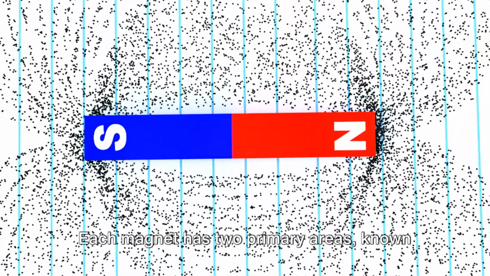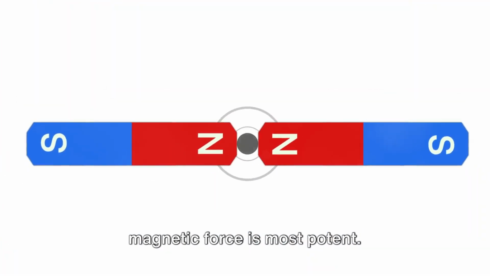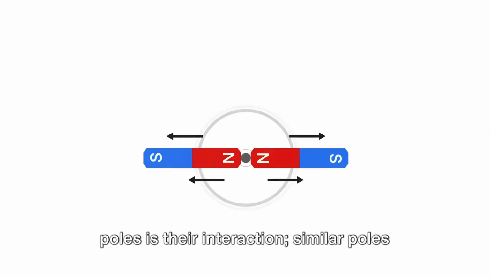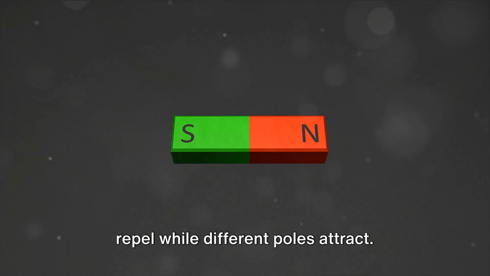Each magnet has two primary areas, known as the north and south poles, where their magnetic force is most potent. An intriguing characteristic of these poles is their interaction. Similar poles repel while different poles attract.